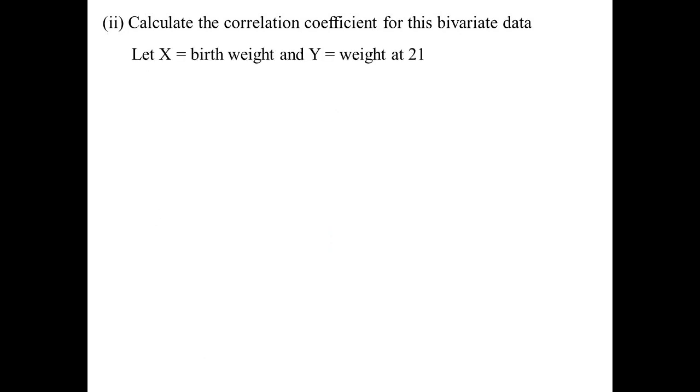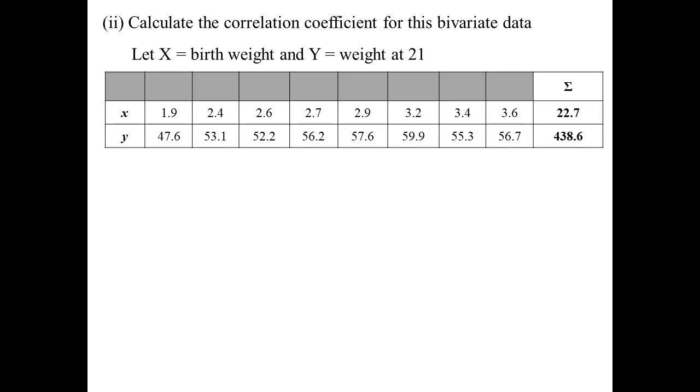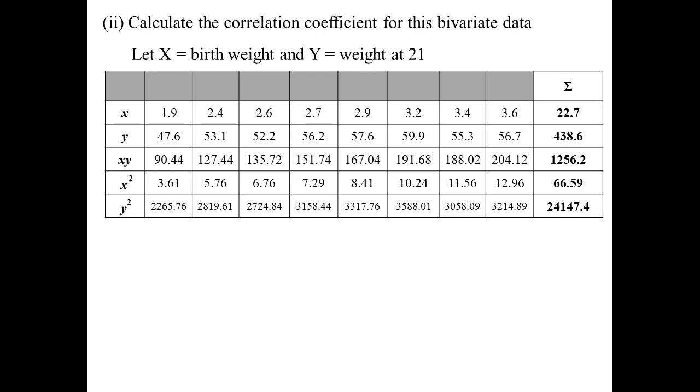So X is going to represent the birth weight, Y will be the weight at 21. So here's my data for X and Y. We'll need to sum these up to do our calculations. So the sum of X is 22.7, the sum of Y is 438.6. I'll also need to multiply those two together. There's all of those multiplied together and the sum of that row. I will need X squared and Y squared as well, and add each of those up.